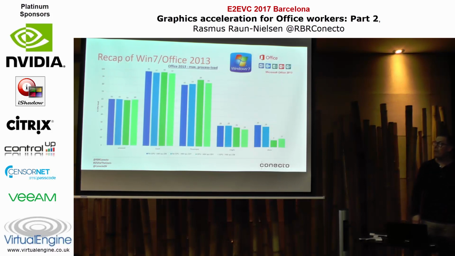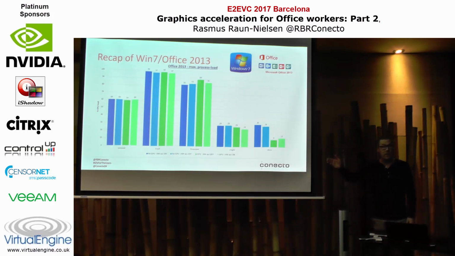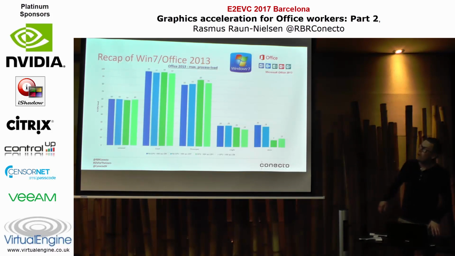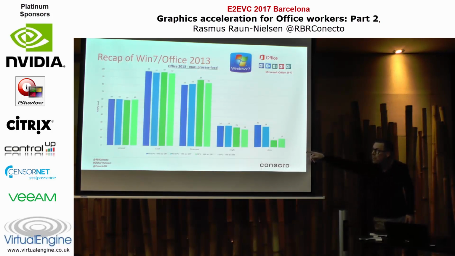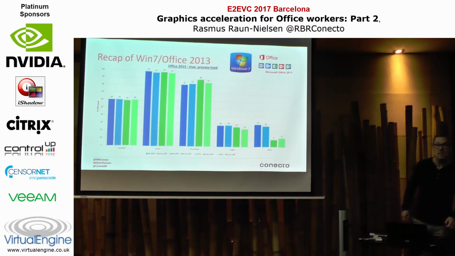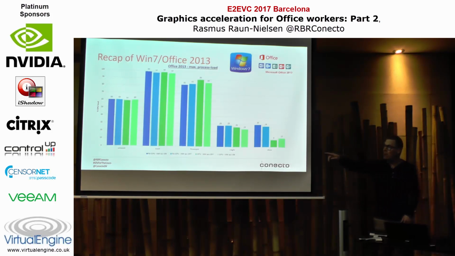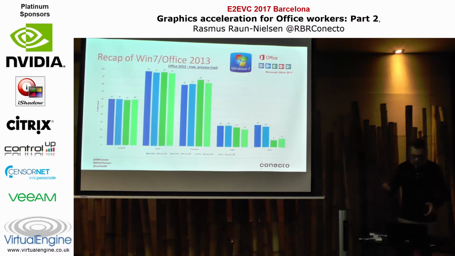A short recap of my findings last year, and I know there are a lot of numbers, but what you should notice is that this is Windows 7, Office 2013, and where we see the largest benefit is in the DWM process. I guess it's impossible to read the words from the back. I will read them. So the DWM process is the single process which gains the most from having a GPU available. The green bars are with a GPU, the blues are without a GPU, and then in between with and without hardware acceleration.